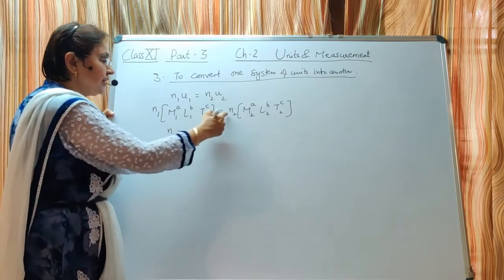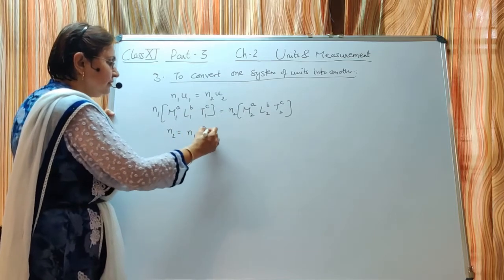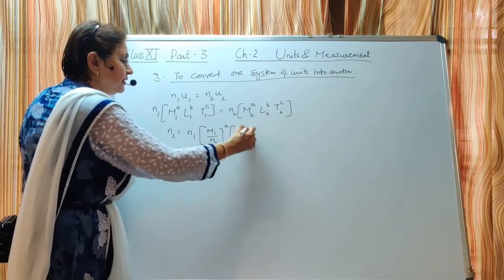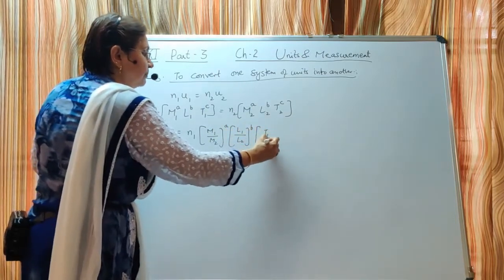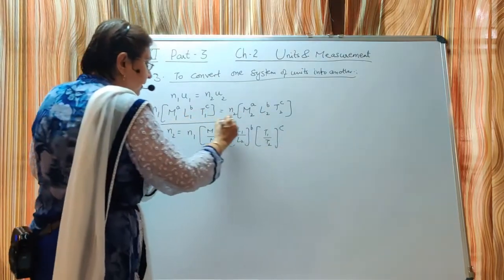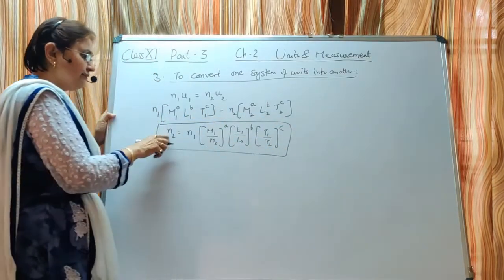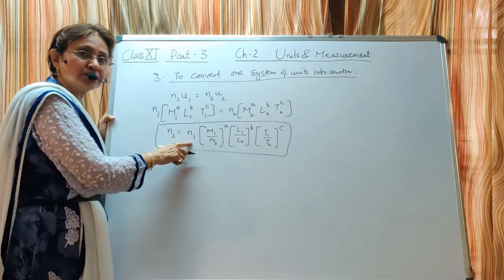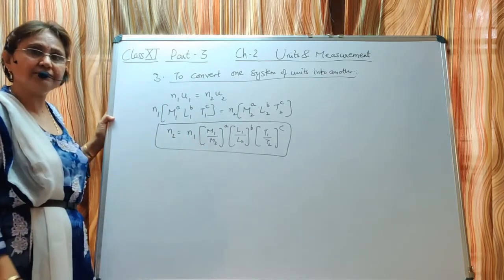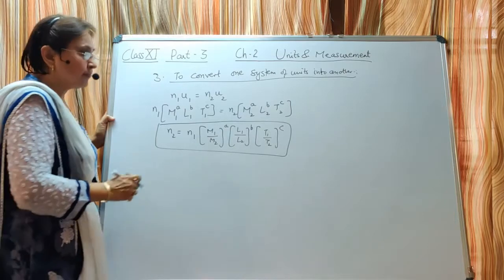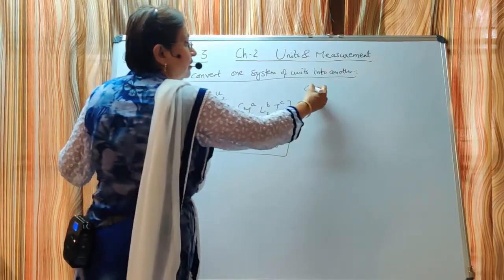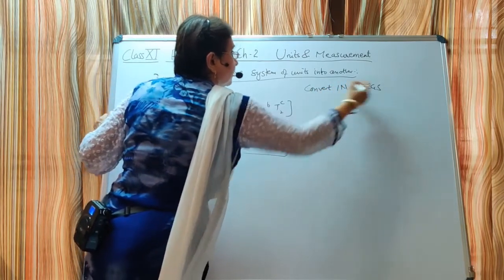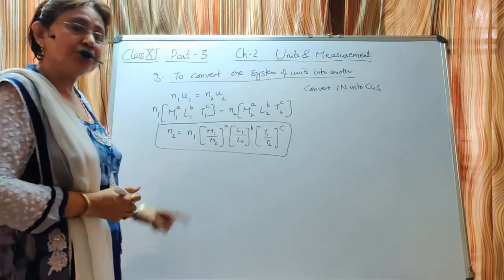From here we see that N2 is equal to N1, M1 upon M2 raised to the power A, L1 upon L2 raised to the power B, T1 upon T2 raised to the power C. By using this formula, we can find out the numeric value in any system of units if the numeric value and its unit in the first system are given. Let's take an example. Let us convert 1 Newton into the CGS system of units.